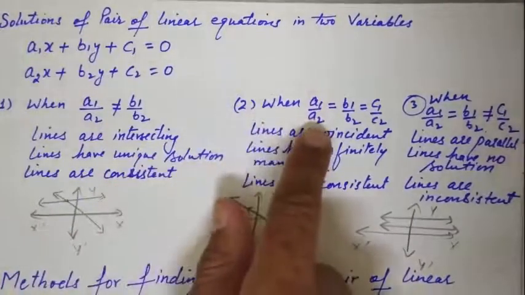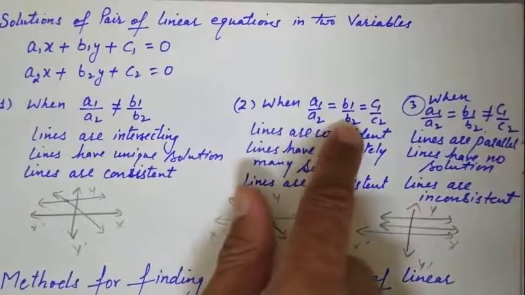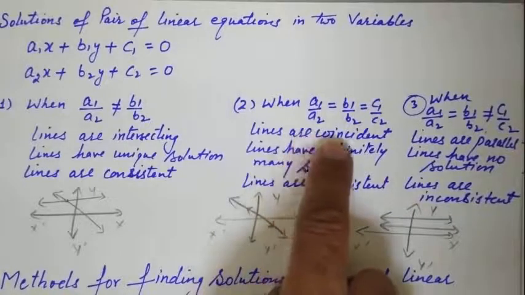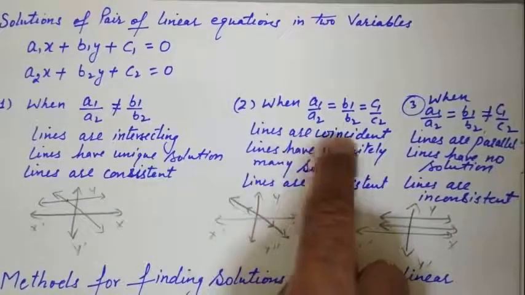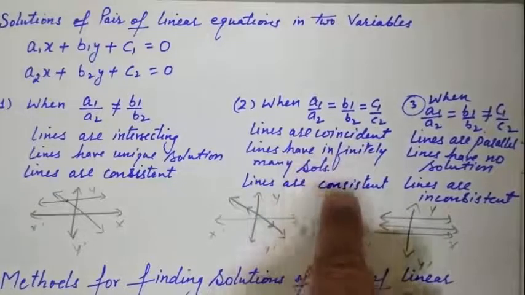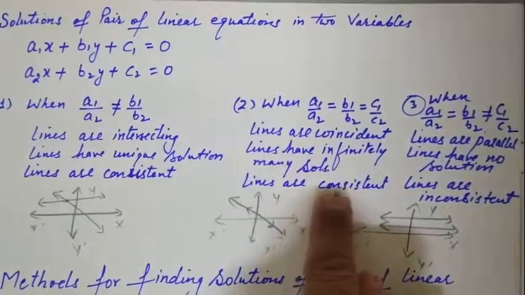Again, if a1 over a2 is equal to b1 over b2 is equal to c1 over c2, then this pair of linear equations is coincident, meaning overlapping lines, and here there will be many solutions. This is also called a consistent pair of linear equations.